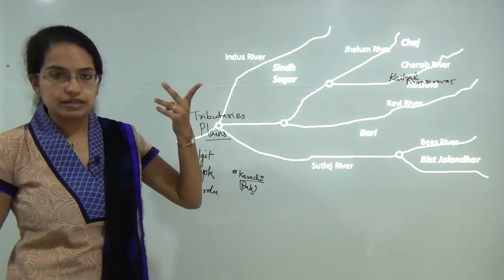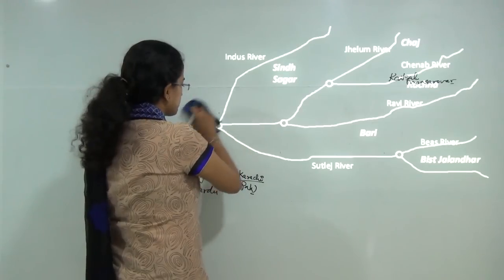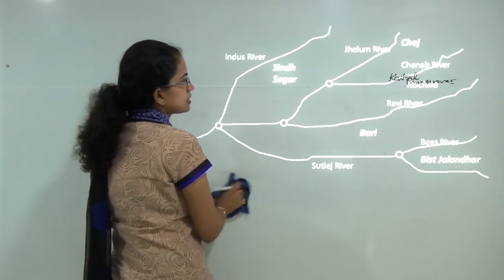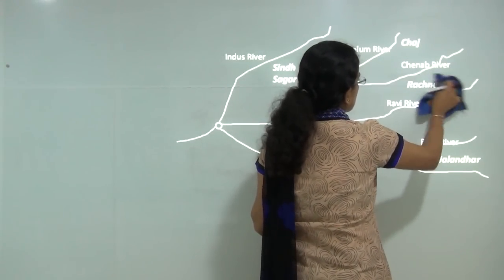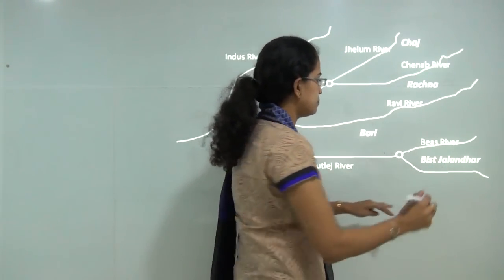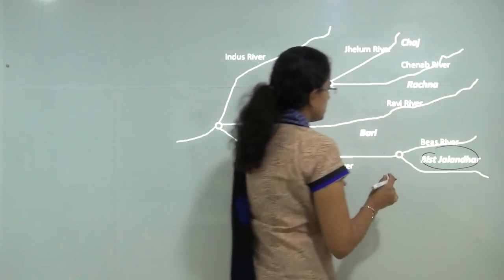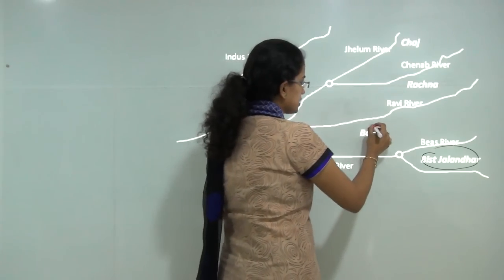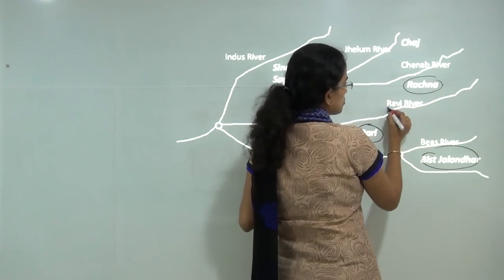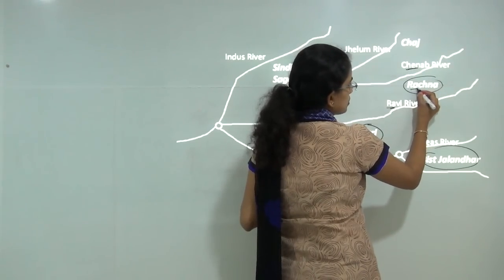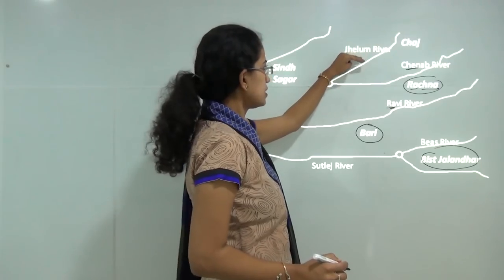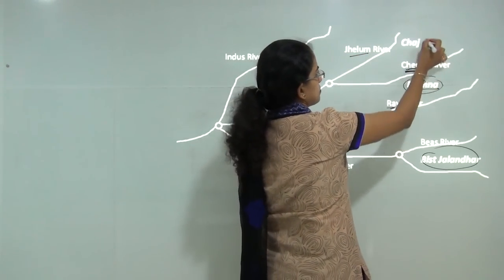As we have already mentioned in the class on physiography, the region between two rivers is very fertile and is known as Doab. The region between Bias and Satluj is the Bist Jalandhar Doab, the region between Ravi and Satluj is the Bari Doab, and the region between Ravi and Chenab is Rachna. So Ra and Che: Rachna is the Doab between Ravi and Chenab. Between Jhelum and Chenab, it would be Chaj.